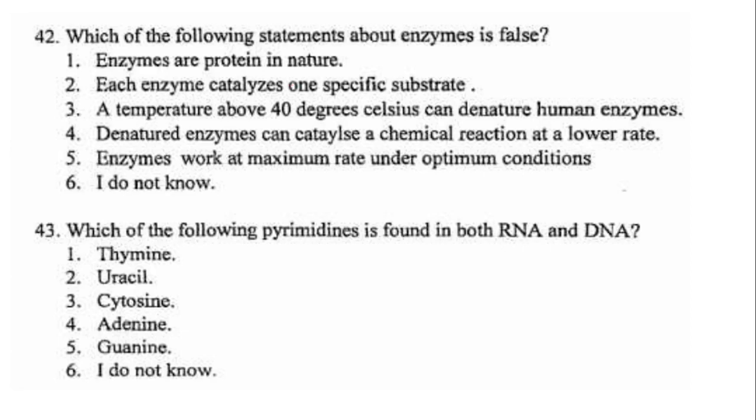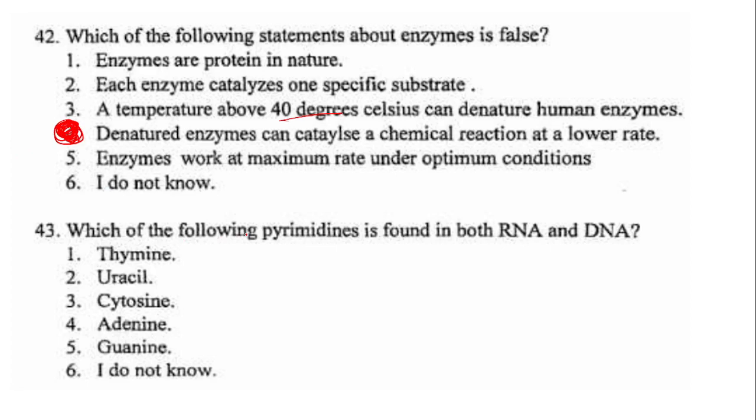Amylase can only catalyze amylose, and then cellulase can only catalyze cellulose. So there is no other way around. Then a temperature above that can denature human enzymes. This is correct. Denatured enzymes can catalyze a chemical reaction at a lower rate. This is wrong. Once an enzyme is denatured, it loses its function.